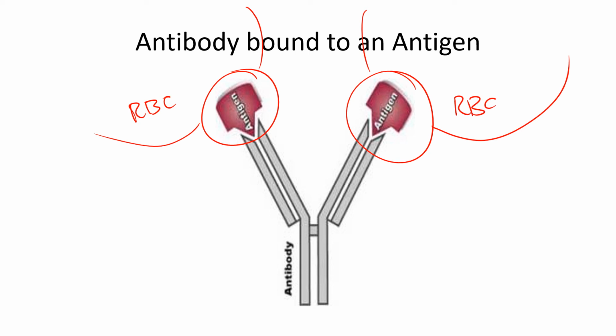When this antibody binds a foreign antigen, we call this agglutination, and that is a problem because this clump can now travel through your capillaries, and unfortunately it's too large for a capillary, so it can rip a hole in capillaries and cause damage to an organ.